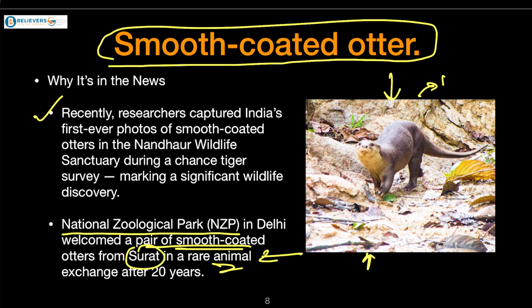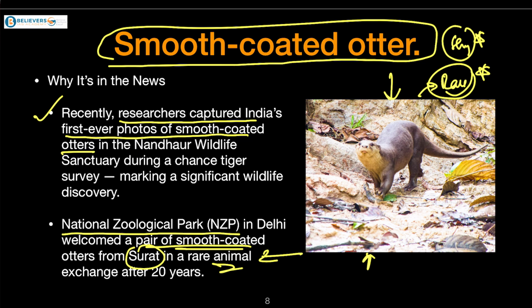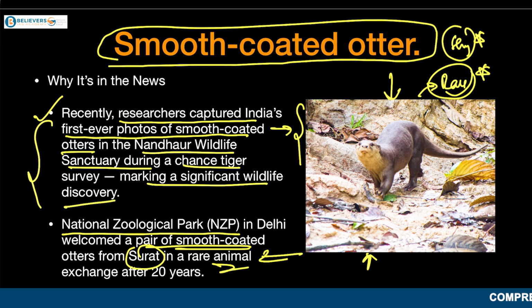This is in the news because of its very rare nature, right? They are very secluded, in fact I can call them the most shy species, because look at the news. It says that researchers captured India's first ever photos of smooth-coated otters. This was the first ever recorded by the researchers themselves. They say these are the first ever photos of smooth-coated otters in the Nandwar Wildlife Sanctuary during a chance tiger survey, marking a significant wildlife discovery.